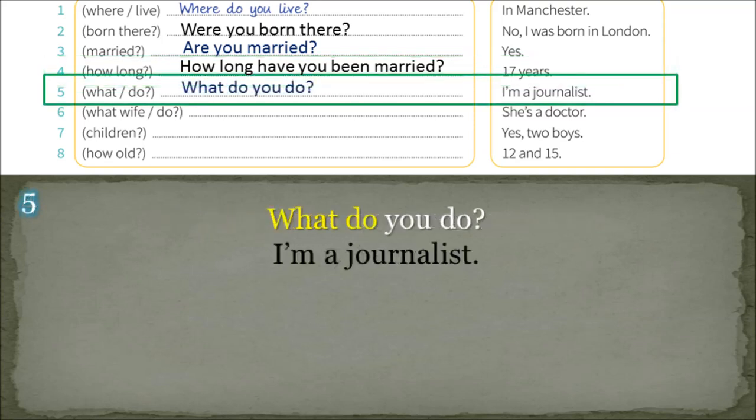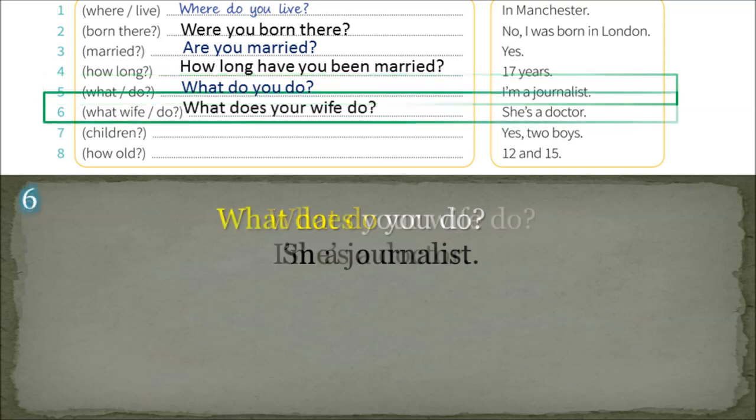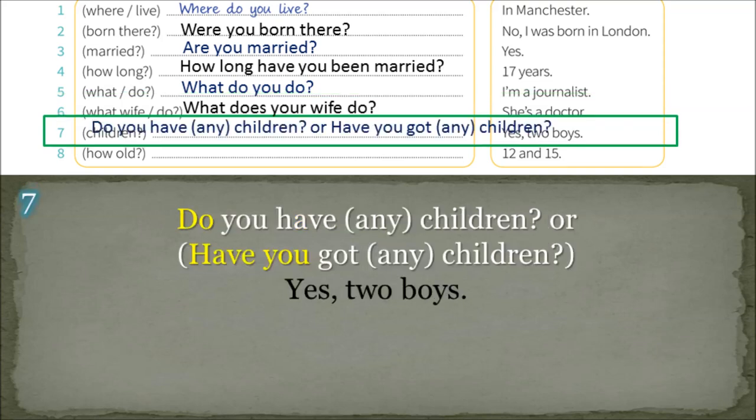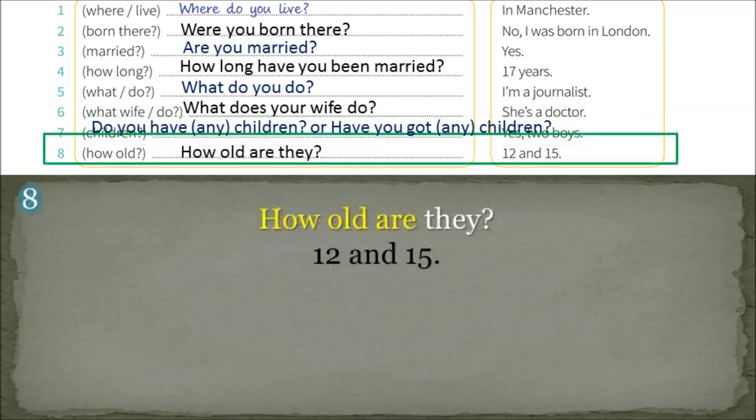What do you do? I'm a journalist. What does your wife do? She's a doctor. Do you have any children? Or, have you got any children? Yes, 2 boys. How old are they? 12 and 15.